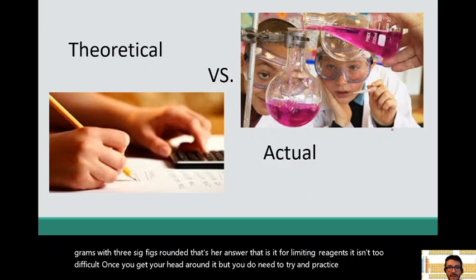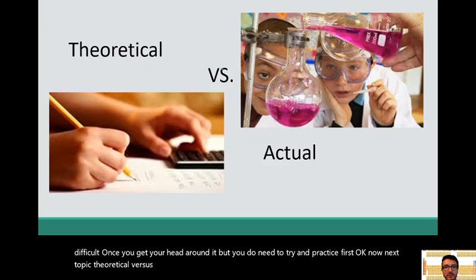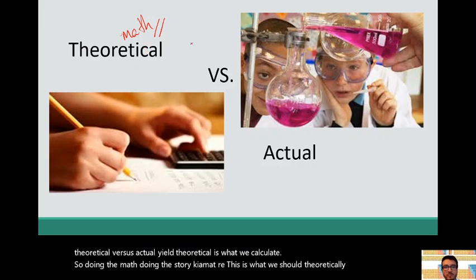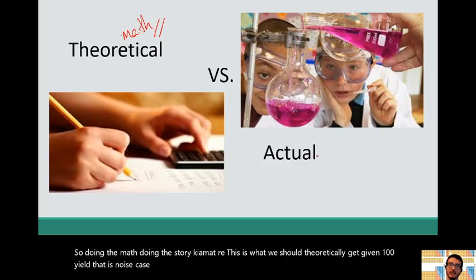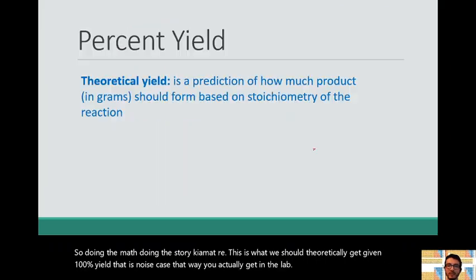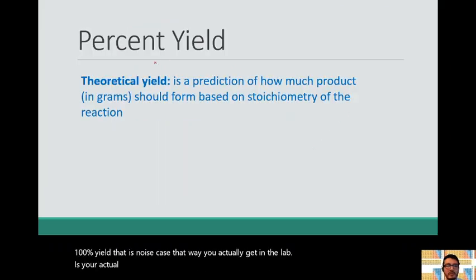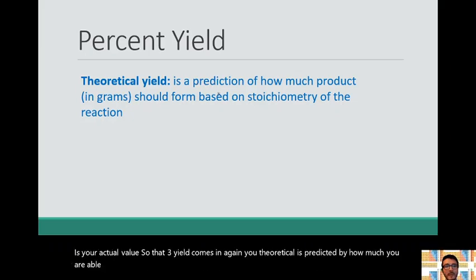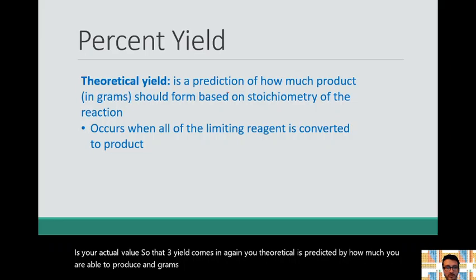Okay, now next topic, theoretical versus actual yield. Theoretical is what we calculate. So doing the math, doing the stoichiometry, this is what we should theoretically get given 100% yield. That isn't always the case, though. What you actually get in a lab is your actual value. So that's where percent yield comes in. Again, your theoretical yield is predicted by how much you're able to produce in grams, usually based off of stoichiometry.